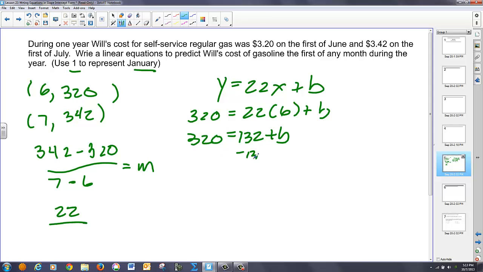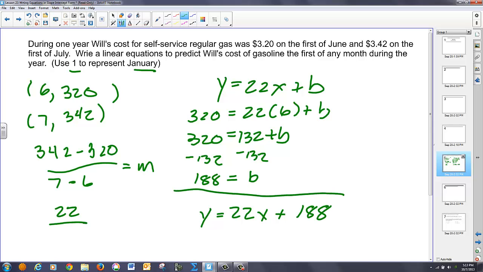Subtract 132 from both sides. We get b is equal to 188. So y equals 22x plus 188. And that's our equation.